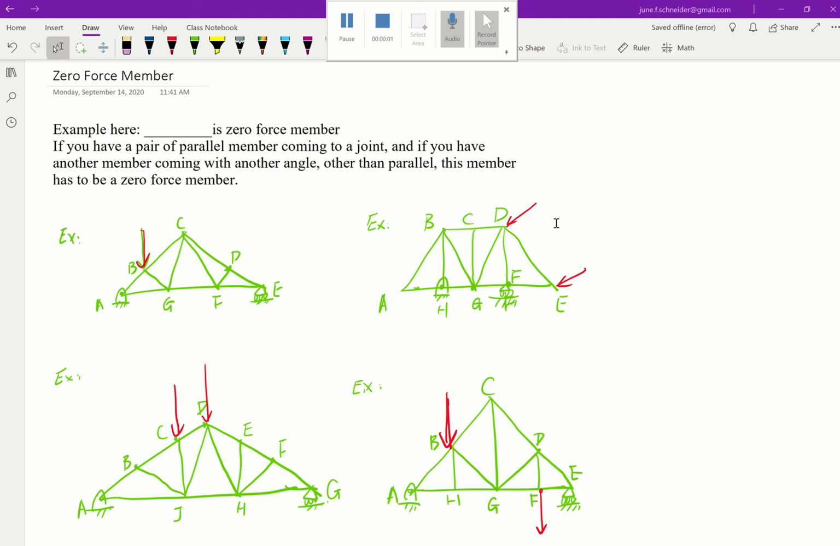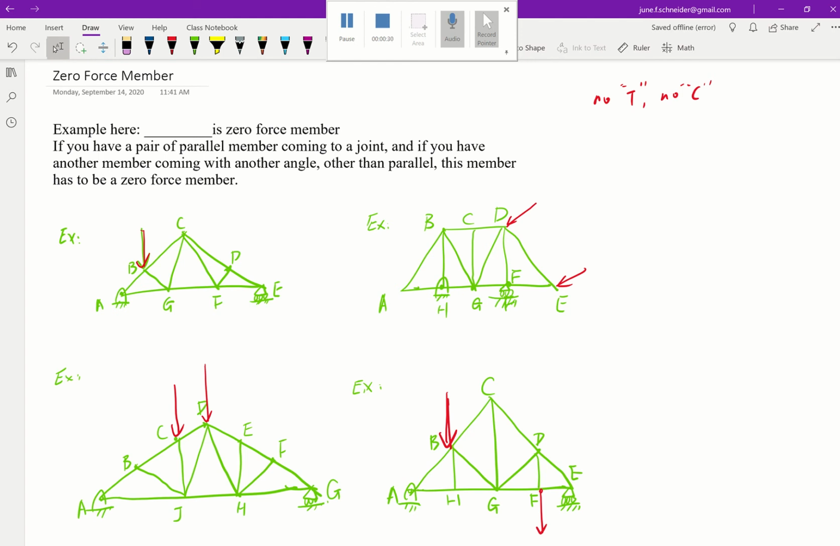So today's topic is about zero force members. In a truss, sometimes a member has no tension or compression. In that situation, that member will basically bear no load, right? So it's going to be a zero force member. There's no magnitude of force on there. That member is there just for rigidity, right?